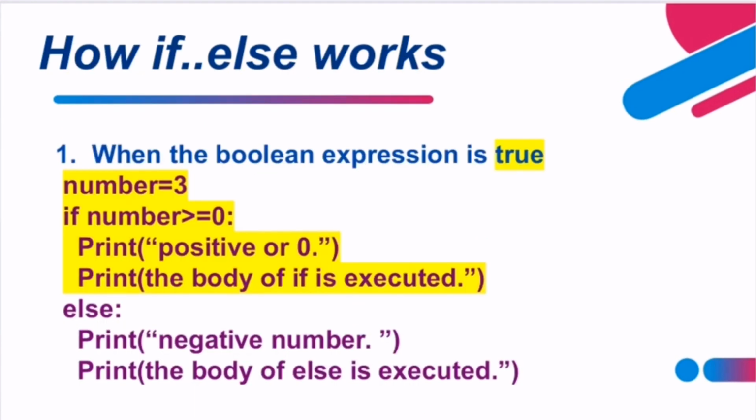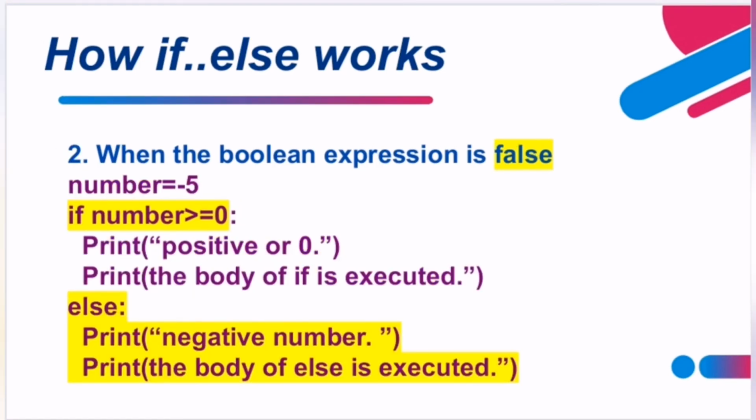How does if else work? In this picture you can see when the Boolean expression is true, it will check the condition number greater than 0. Yes, it is true. So after the if statement, the body of the if statement will execute. When the Boolean expression is false, the else part will execute. As you can see in the picture, the else print negative number and the body of else is executed.